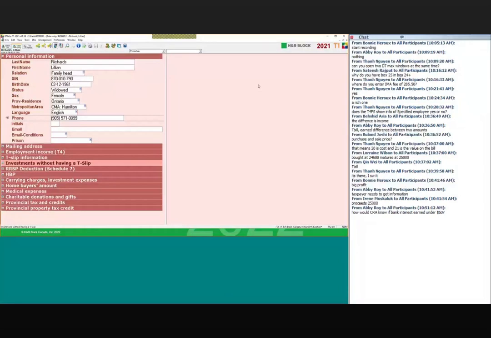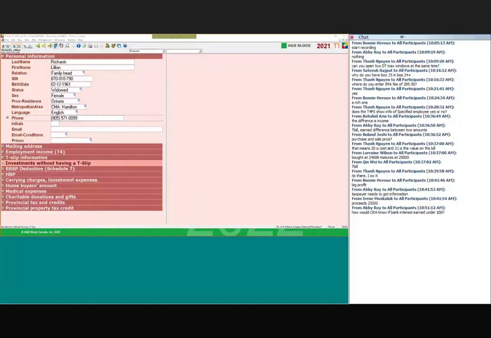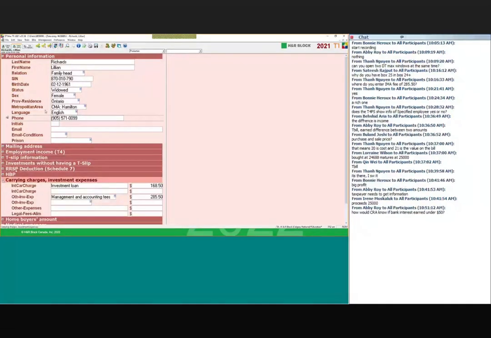We have a data entry on a Smart Start called carrying charges or investment expenses. So let's go to our Smart Start, and it is kind of in the middle here. I always find this is the one right here, right under moving expenses, called carrying charges and investment expenses. So we're going to select that. I've already selected it. Let's open carrying charges.